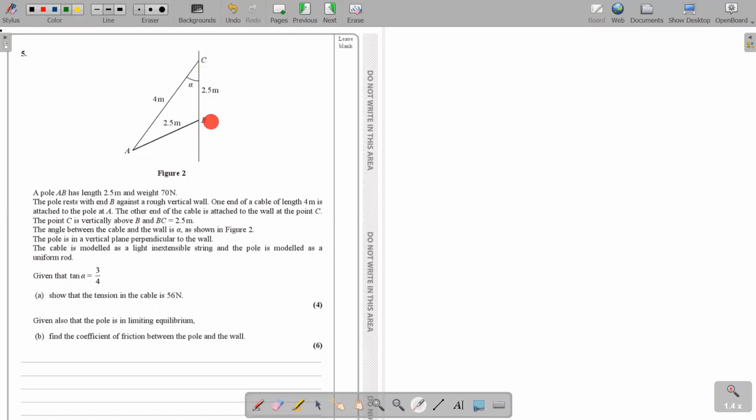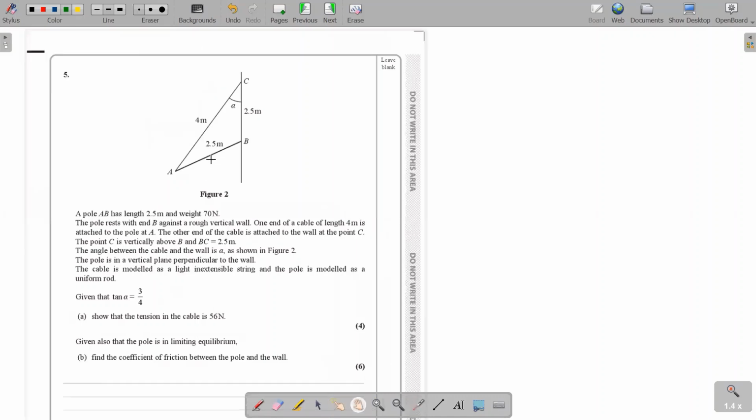So you can see the diagram, everything is marked very clearly, right? The angle between the cable and the wall is alpha, as shown in figure 2. The pole is in a vertical plane perpendicular to the wall. The cable is modeled as a light inextensible string and the pole is modeled as a uniform rod. So if your pole is modeled as a uniform rod, what do you realize? You realize that the weight acts at the center.